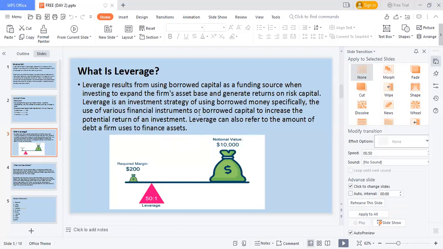So the next one is leverage. What is leverage? Leverage results from using borrowed capital as a funding source when it's to expand the firm's assets and generate returns on risk capital. Leverage is an investment strategy of using borrowed money, specifically the use of various financial instruments or borrowed capital to increase the potential return of an investment.